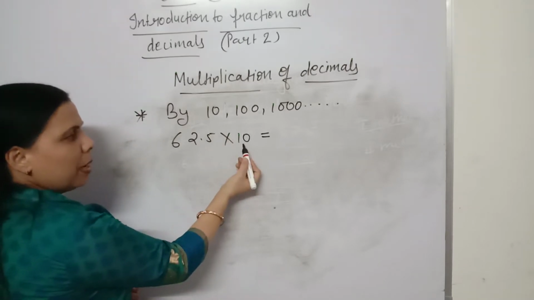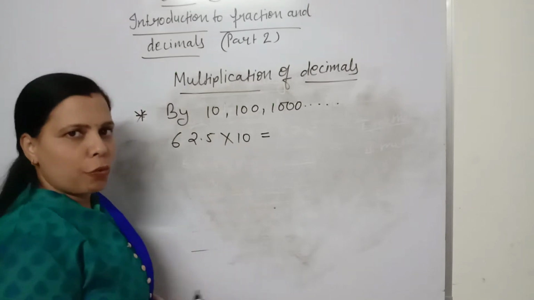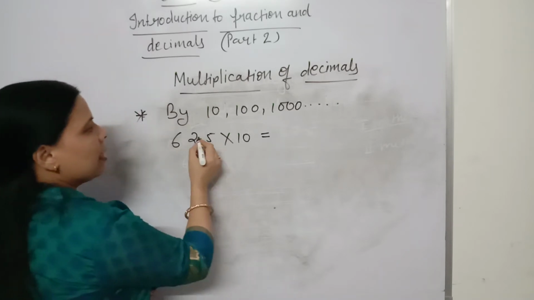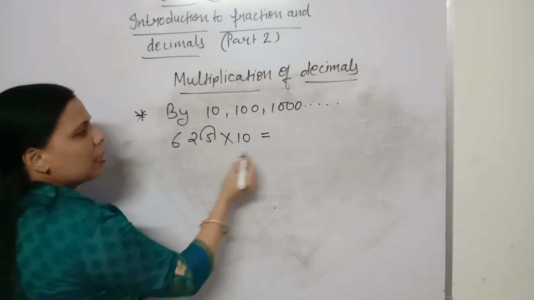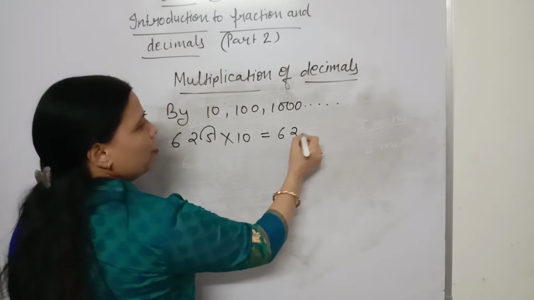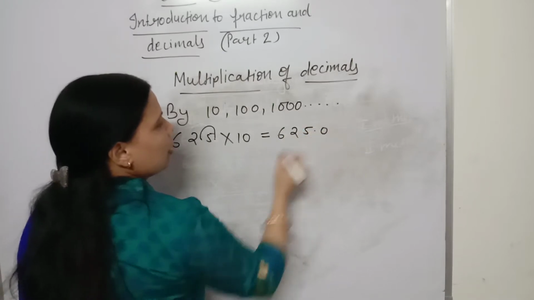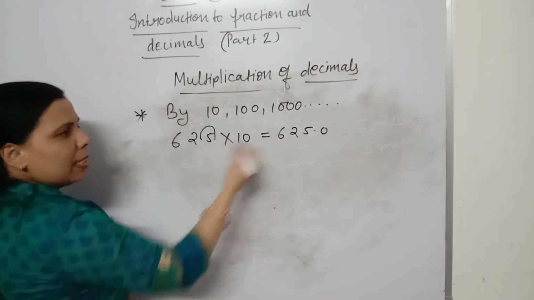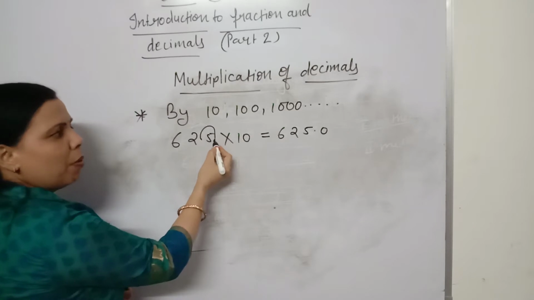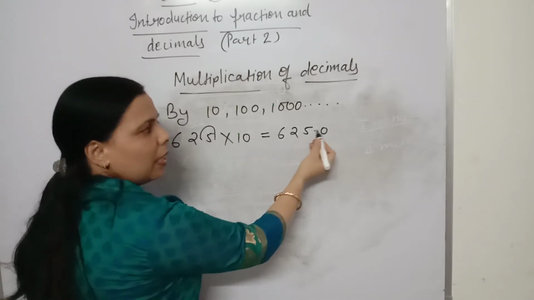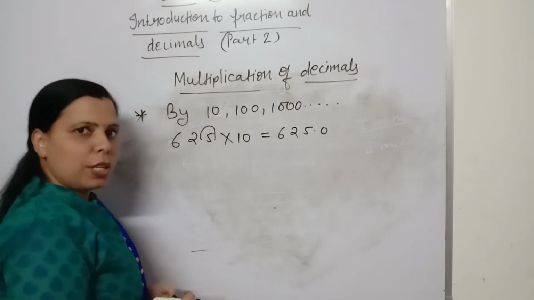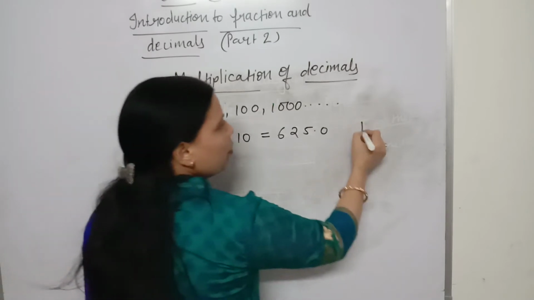So if it is by 10, 10 has got 1 zero. So one place it will be shifting. And your answer is now 625.0. Why 0? Because decimal is now after the last digit and there is nothing here, so we can put 0 from our side. This was the first method.